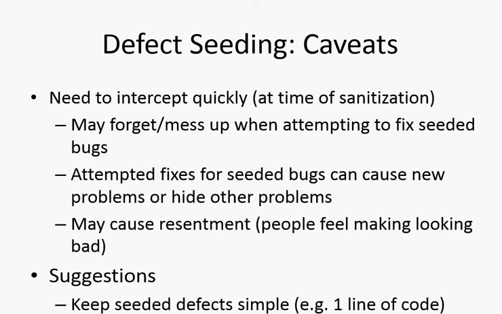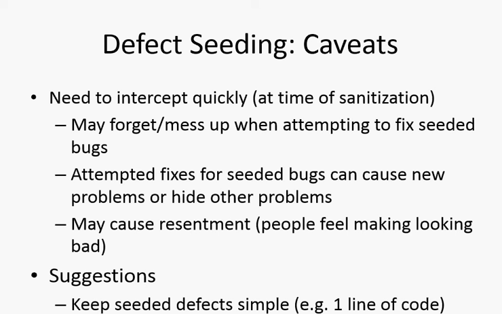Another problem is that attempted fixes for seeded bugs can cause new problems or hide other problems. In fact, seeded bugs themselves might hide problems that otherwise would be found. So an introduced bug might prevent you from executing certain functions of the software that would otherwise show bugs. So they're not independent of each other. There's some issues there in terms of estimation of this.